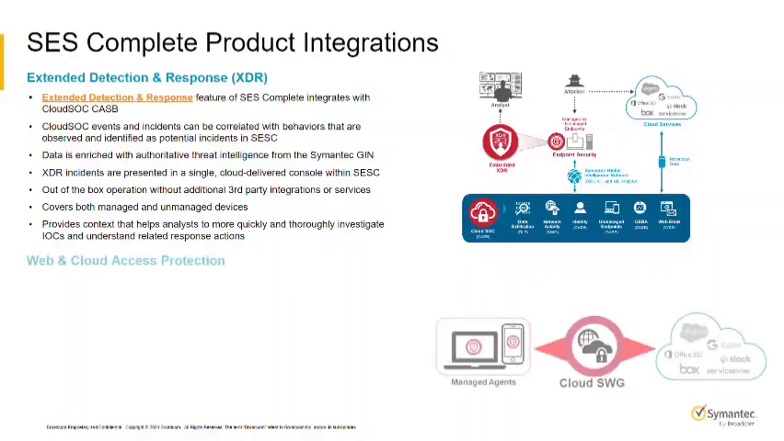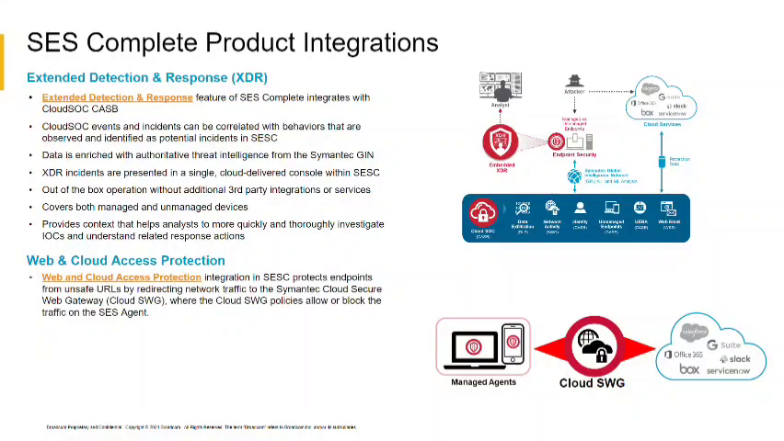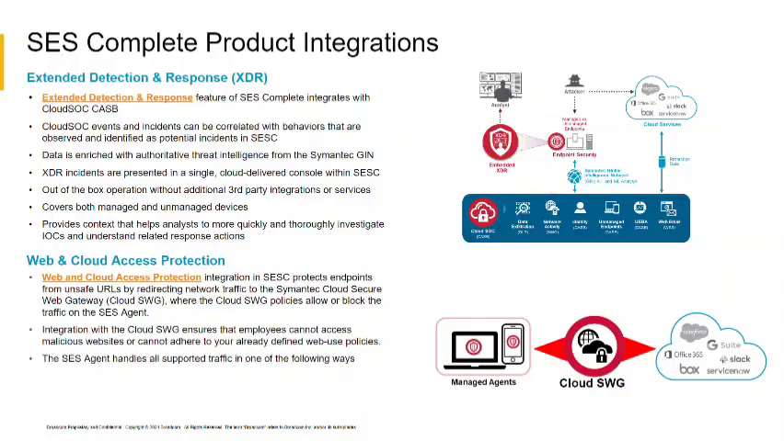Web and Cloud Access Protection. This SES Complete integration protects client computers from unsafe URLs by redirecting network traffic to the Symantec Cloud Secure Web Gateway, or Cloud SWG, where the Cloud SWG policies allow or block the traffic on Symantec Endpoint Security clients. The Symantec agent handles all supported traffic in one of the following ways. It redirects it to the Cloud SWG server, or it will block it, or it will allow it to continue to its destination. To use this feature within SES Complete, you must have a valid Cloud SWG subscription.